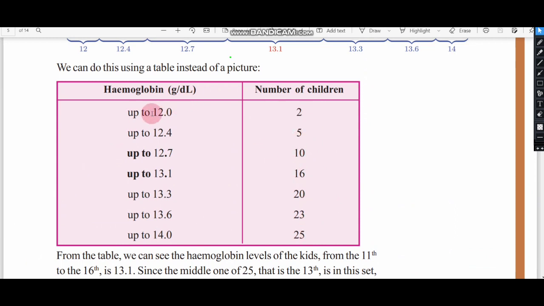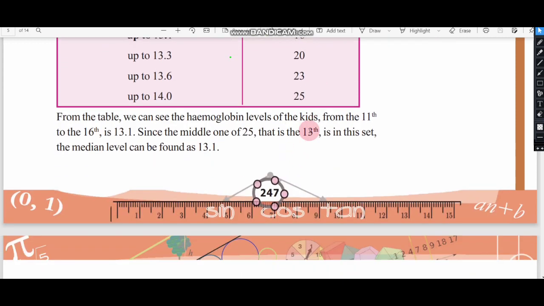That is, up to 12.0 only 2 children. Then up to 12.4, 2 plus 3, total 5 children. Then up to 12.7, 2 plus 5 plus 3, that is 2 plus 5, 7 plus 3, 10. Like this we get the last one as 25.